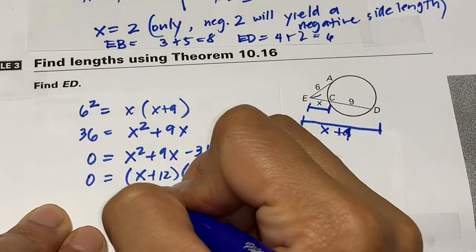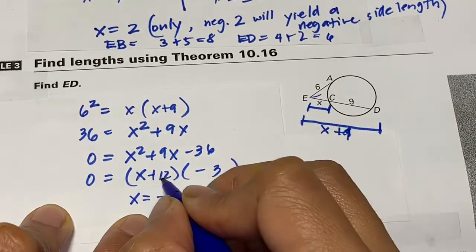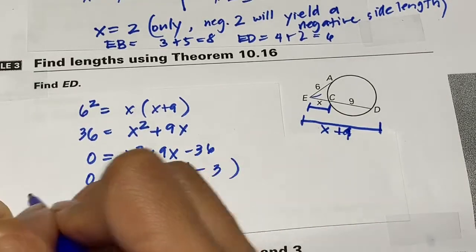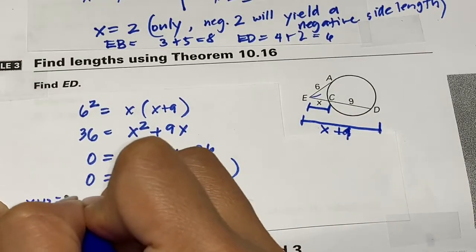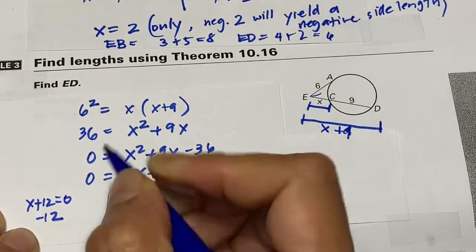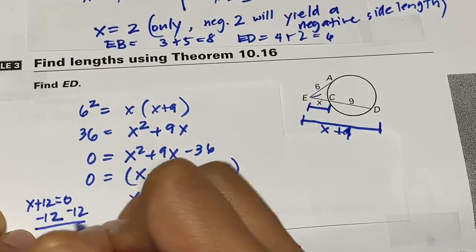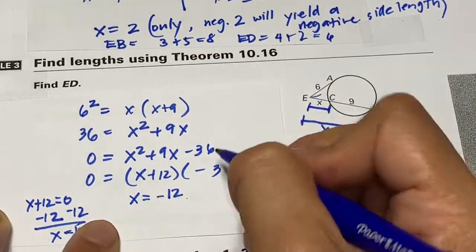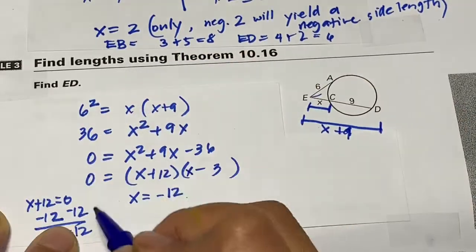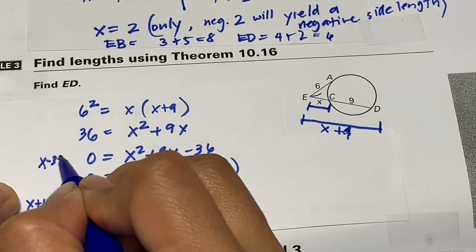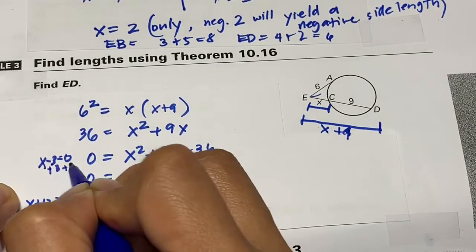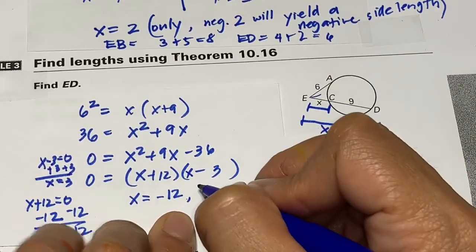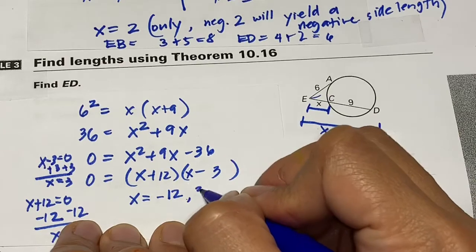So therefore, x equals negative 12. What makes it 0? And just in case you forgot how I got this, it's x plus 12 equals 0, so minus 12 minus 12, x equals negative 12. And then do the same for this one. That's x minus 3 equals 0, so plus 3 plus 3, x equals 3. Or just switch the signs. It's called the zero product property.